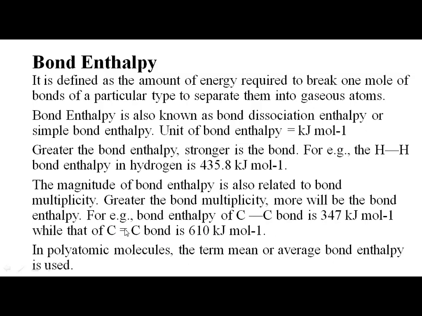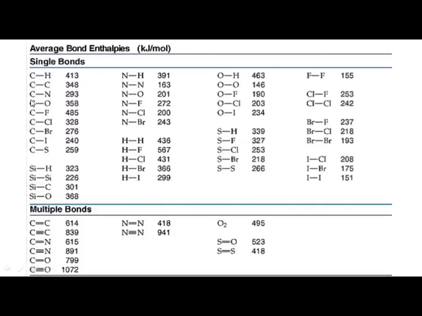Why? As bond order increases, the two combining atoms come closer. When they come closer, bond length will decrease. When bond length decreases, the energy will increase. In polyatomic molecules, the term mean or average bond enthalpy is used.